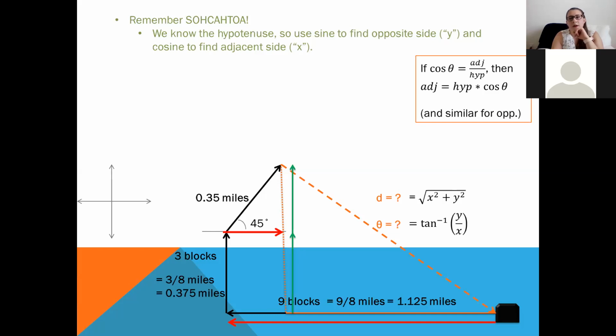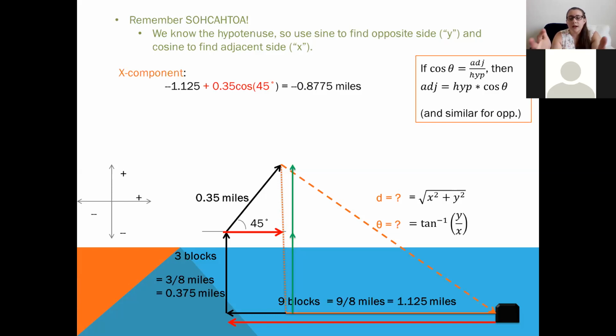So when we think about adding vectors together, we're going to keep in mind that typically anything up or right, north or east, is positive. And anything down or left, south or west, we're going to call negative, just so we keep those directions in mind. So the x component of our shortcut triangle is right there for you in red, 0.35 times the cosine of our angle 45.